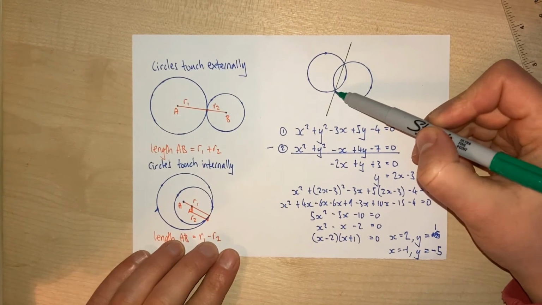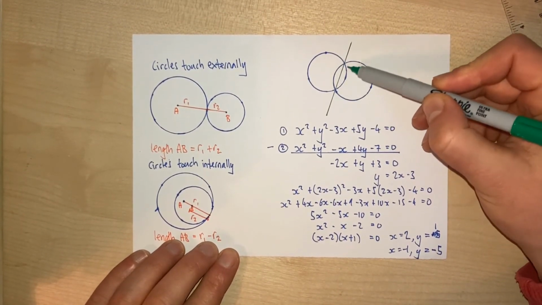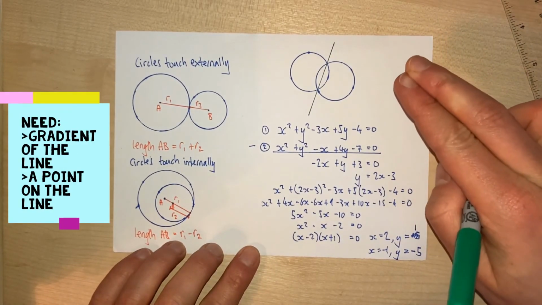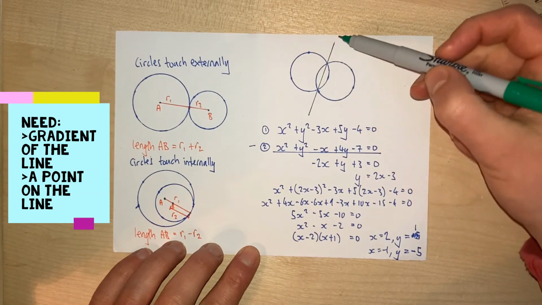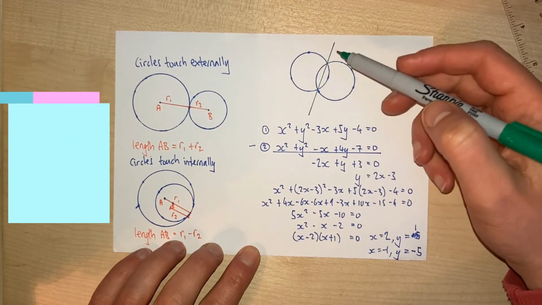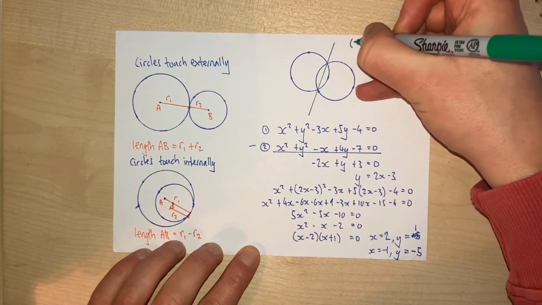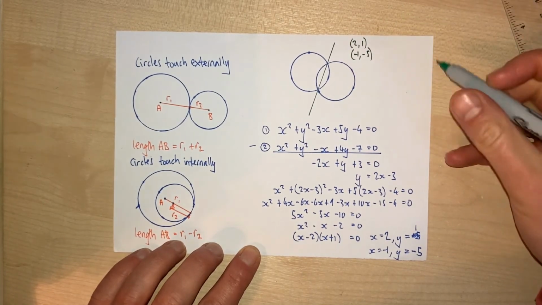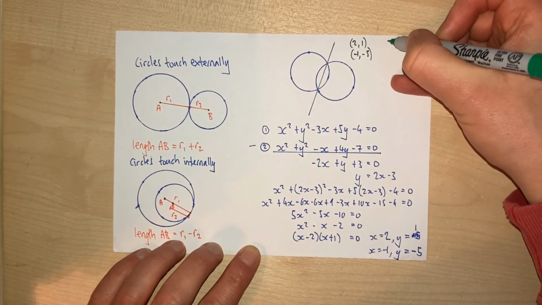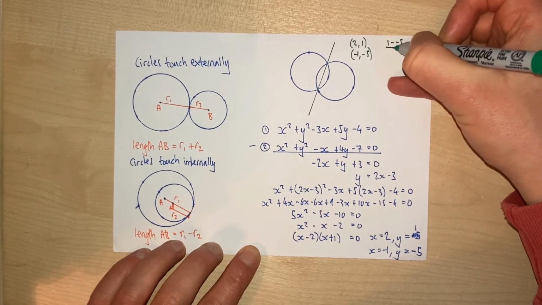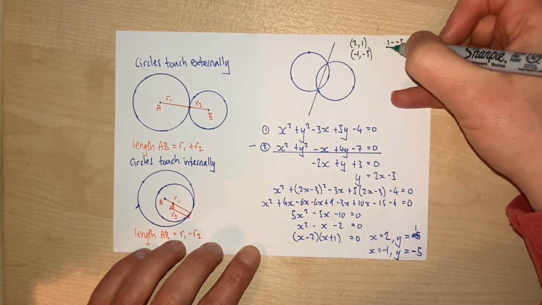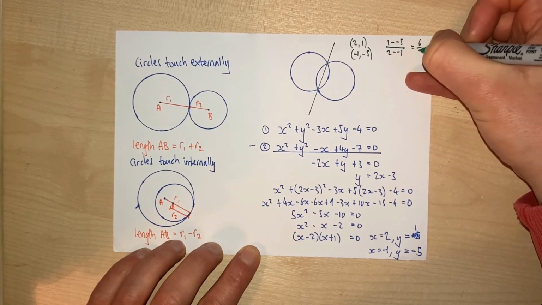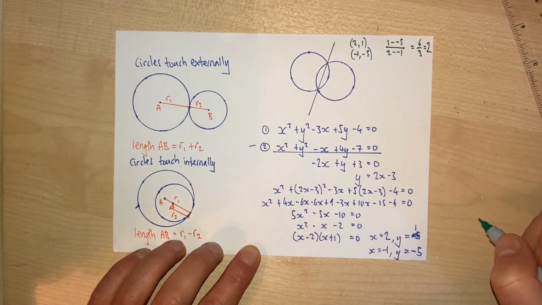Now I've got the coordinates of intersection, I can work out the equation of this line. First of all, let's work out the gradient of the line, because remember you need two things, the gradient of the line and a point on the line to get an equation of the line. So I've got these 2 points, one is at 2, 1 and the other one is at negative 1, negative 5. So the gradient is the difference in y, so that's 1 minus minus 5 over the difference in x, which is 2 minus minus 1. So that gives me a gradient of 6 over 3, which is 2.